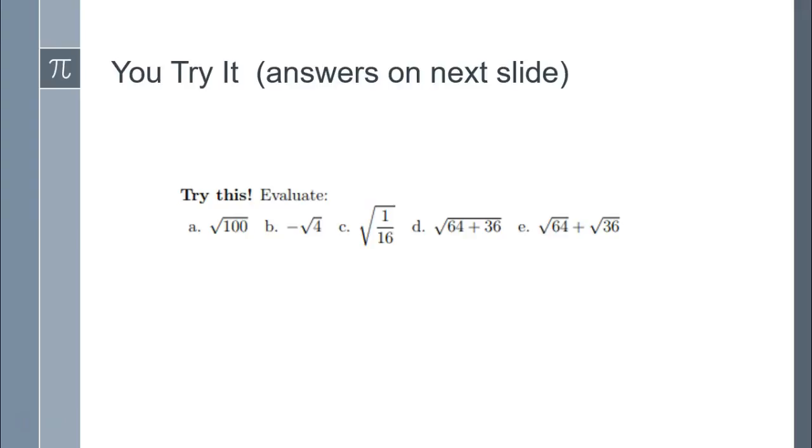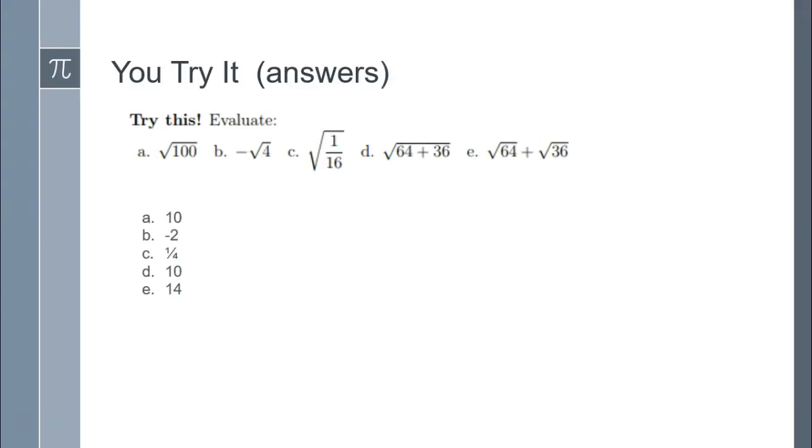All right, you're back. I have no way to know, but I will believe that you stopped and tried these. So here are the answers. Square root of 100 is 10. That's pretty straightforward. Now the square root of 4 is 2, but there's a negative sign in front of the radicals, so you get -2. Square root of 1 is 1, square root of 16 is 4, 1/4 times 1/4 is 1/16.